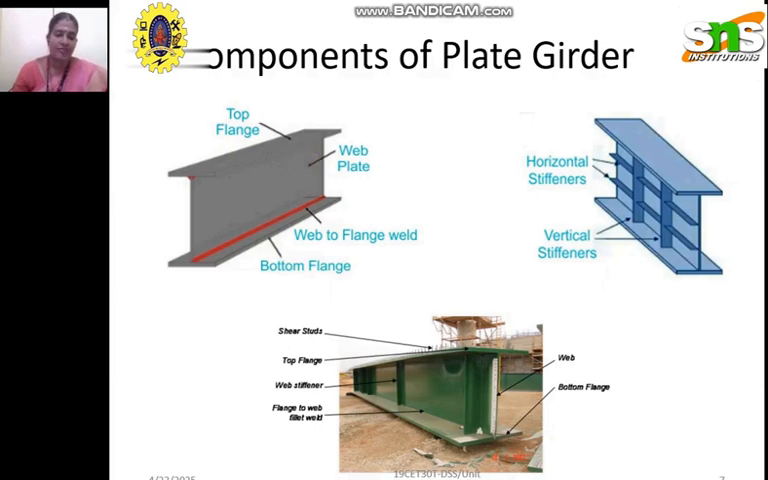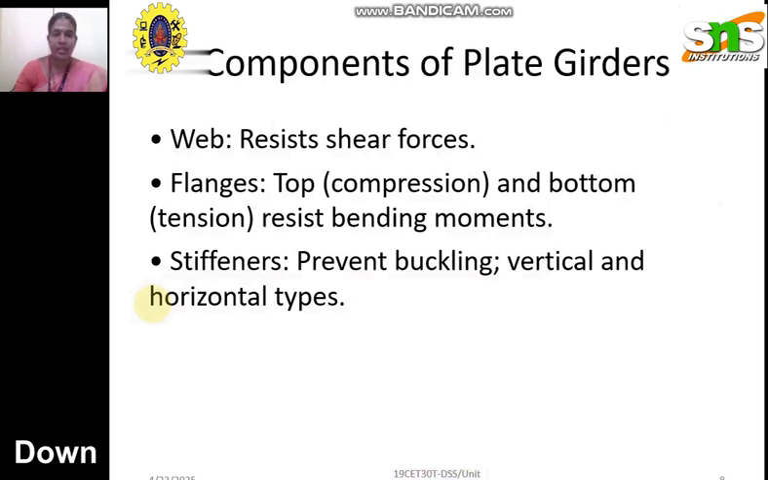When heavy loads are there, we provide some stiffeners, because there may be chances of failure of the web. In those places we provide stiffeners. Here this is the horizontal stiffener, and this is the vertical stiffener. Mostly we use welding for attaching all the components.